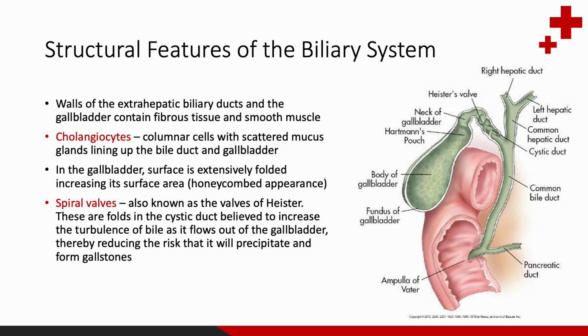Walls of the extrahepatic biliary ducts and the gallbladder contain fibrous tissue and smooth muscle. They are lined by a layer of columnar cells known as cholangiocytes with scattered mucous glands. In the gallbladder, the surface is extensively folded, increasing its surface area and giving the interior a honeycombed appearance. The cystic duct is also folded to form the spiral valves, also known as the valves of Heister. This arrangement is believed to increase the turbulence of bile as it flows out of the gallbladder, thereby reducing the risk that it will precipitate and form gallstones.